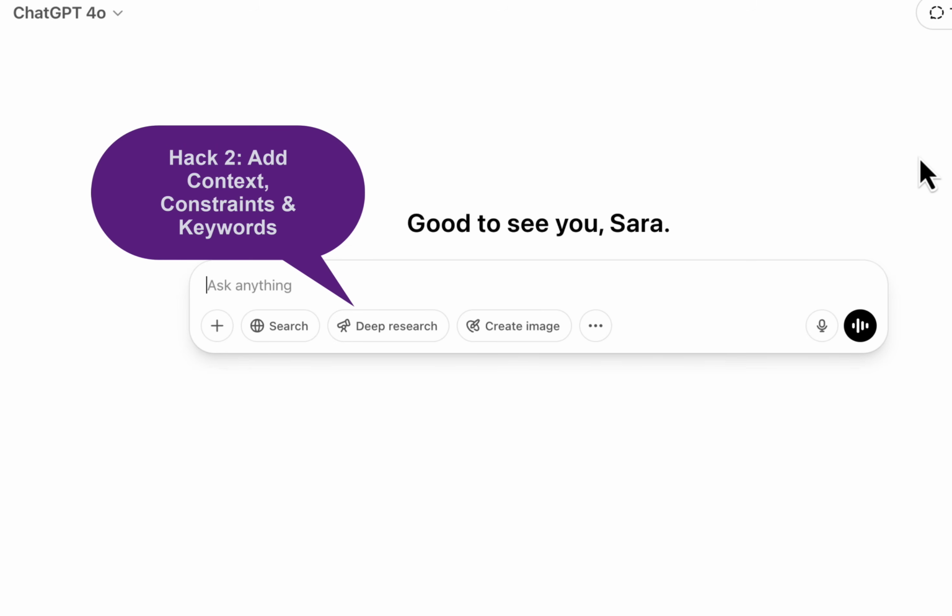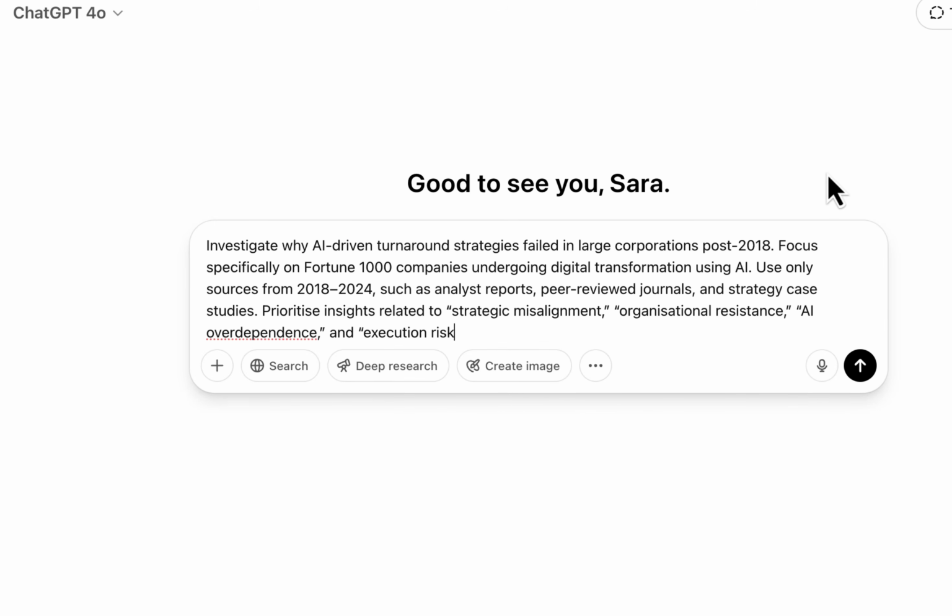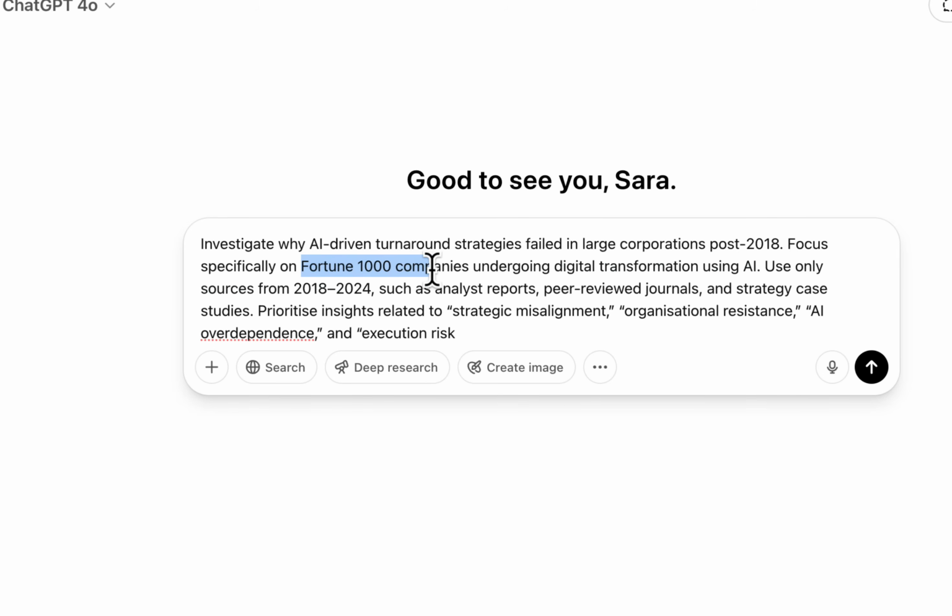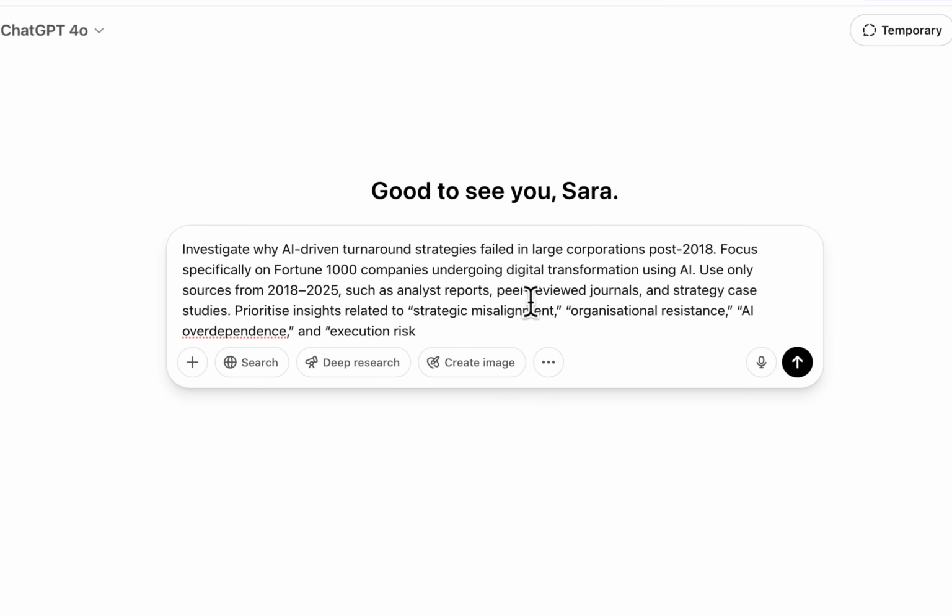So for our next hack, we're going to be focusing on adding context, constraints, and keywords. And this is really important because AI always performs better when it knows what boundaries to follow and what to focus on. So I'm going to add to my prompt, and I'm now going to say, investigate why AI-driven turnaround strategies failed in large corporations post-2018. Focus specifically on Fortune 1000 companies undergoing digital transformation using AI. Use only sources from 2018 to 2025, such as analyst reports, peer-reviewed journals, and strategy case studies. Prioritize insights related to strategic misalignment, organizational resistance, AI overdependence, and execution risk.